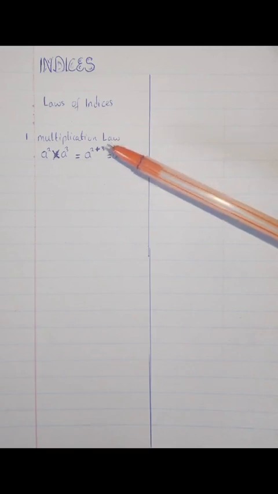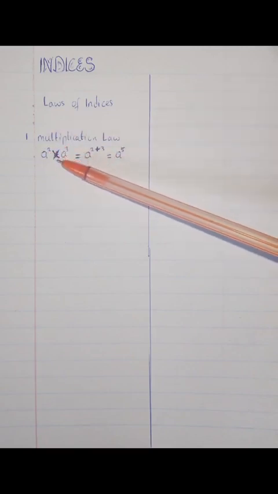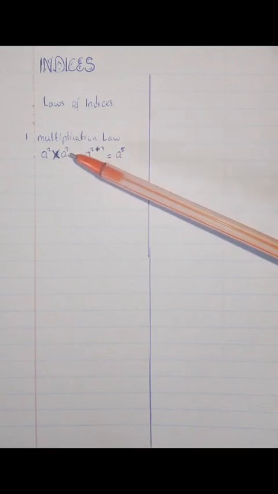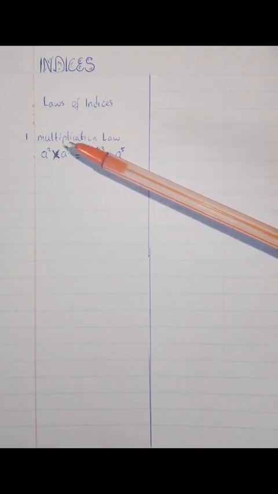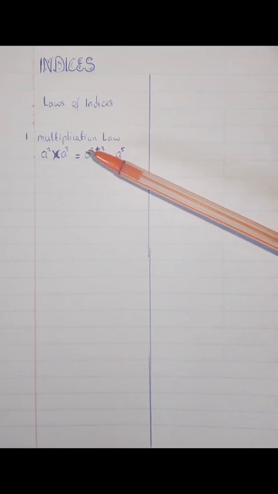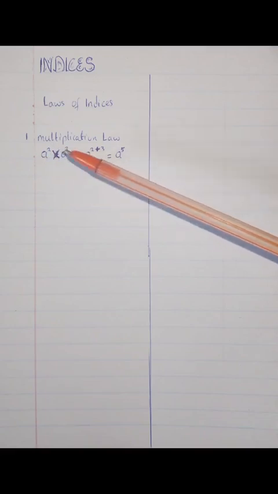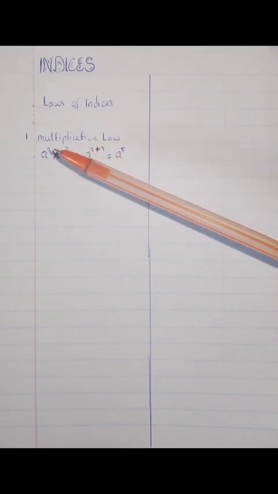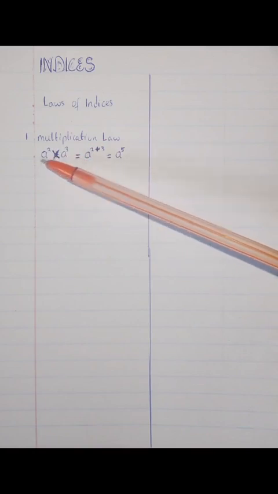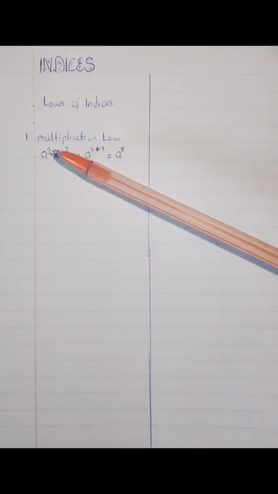What if we had a squared times b cubed? In that case, we will not do anything. We cannot pick one base because they are not the same base. This is a, this is b. So this law only applies when we have the same bases. Okay, let me show you another illustration.